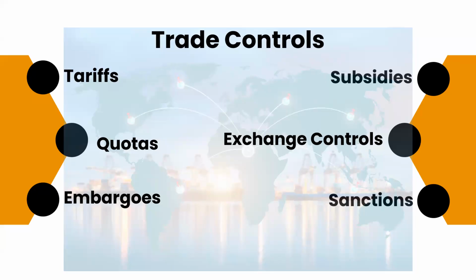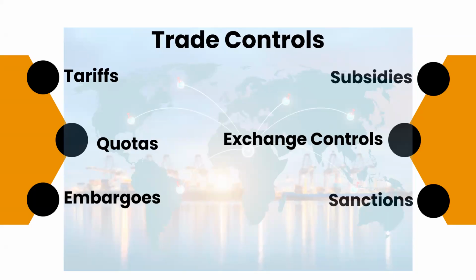Two is quotas, which are limits on the quantity of a specific good that can be imported and exported during a certain time period. Three is embargoes, a complete ban on trade with a specific country, usually for political reasons. Four is subsidies, financial aid provided by government to domestic industries to make them more competitive against foreign imports.